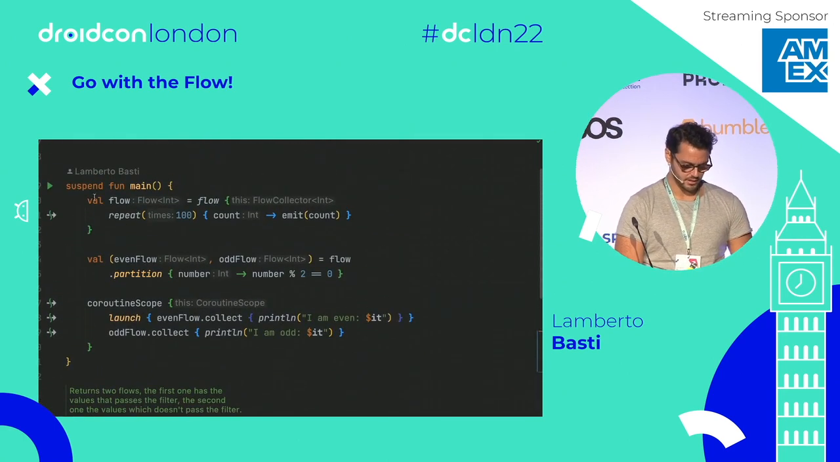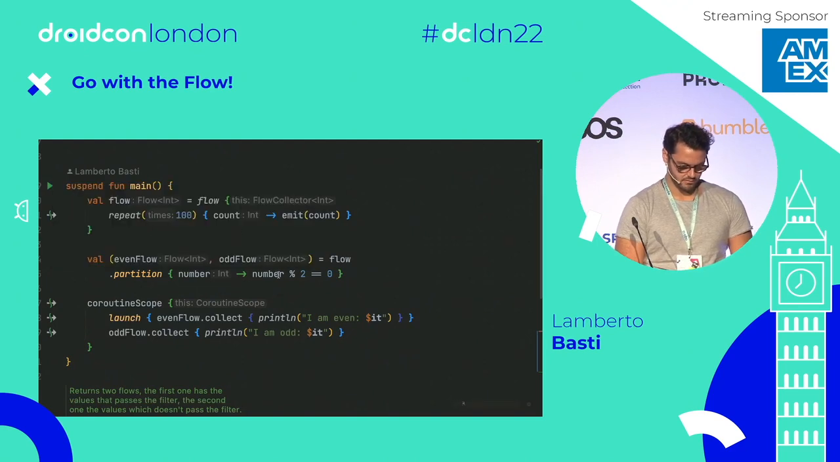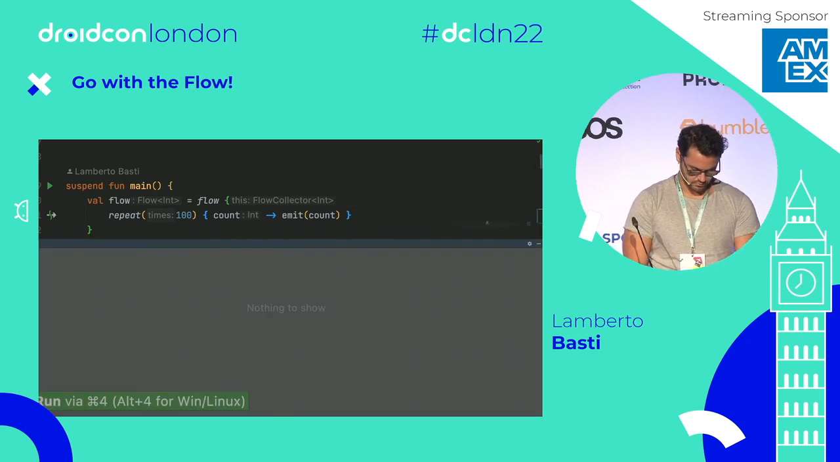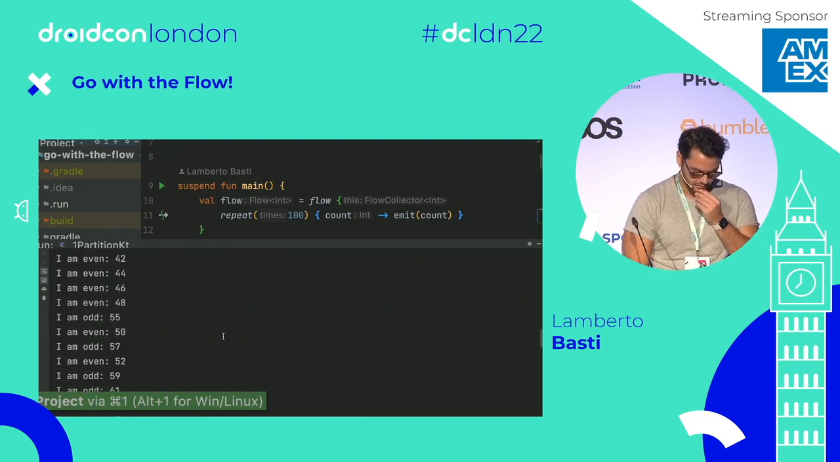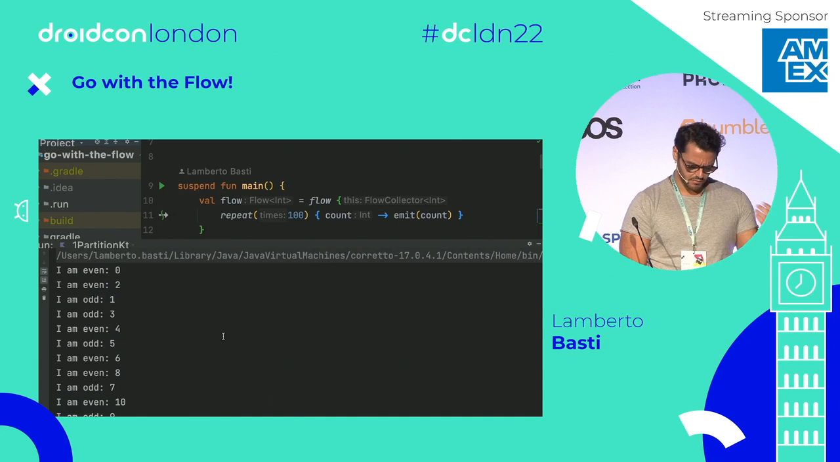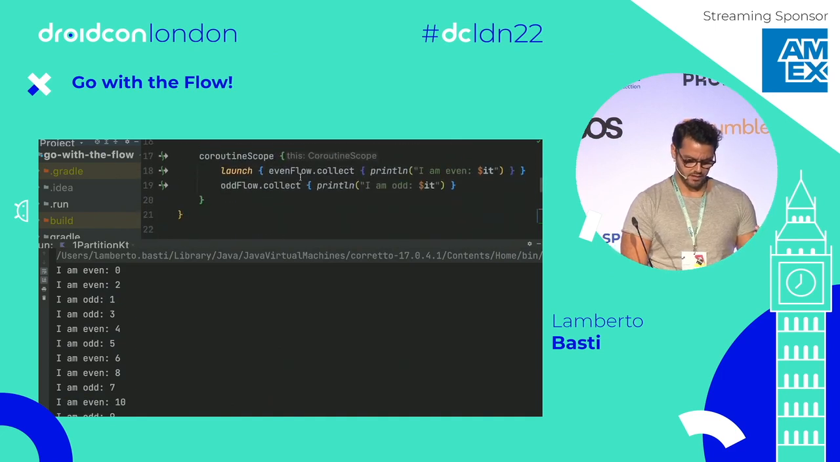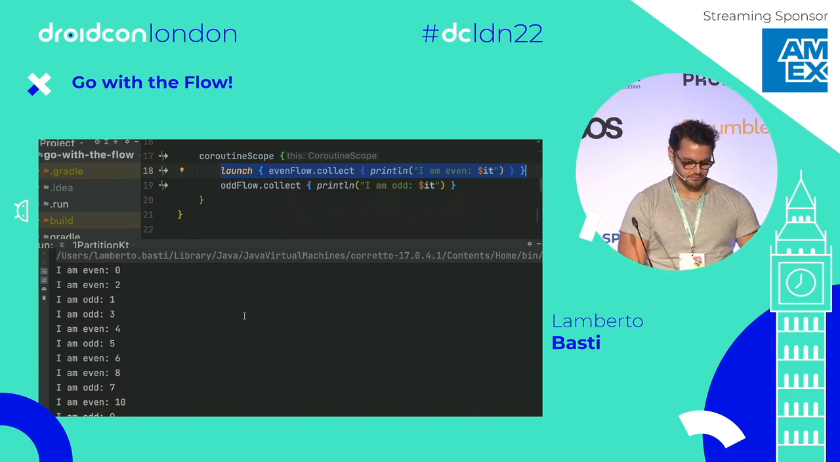And that's it. Now, unless I made some mistakes, I can run it. Command 4. Oh, there you go. As we can see, we collected all the elements and printed them in an asynchronous way, because the even flow is collected in a different coroutine than the odd flow. And it's up to the scheduler to decide which to invoke first. So, yeah, that's it.